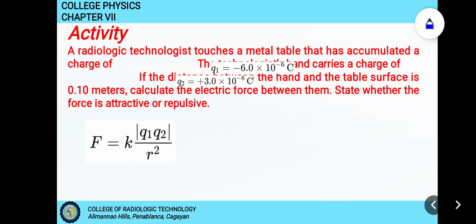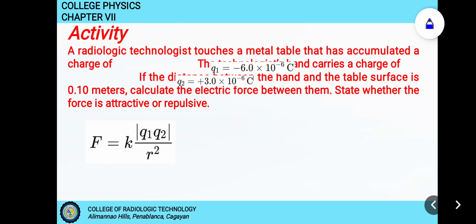Ayan na po. Okay, how about this one? Basahin ko na lang kasi natakpan siya. A radiologic technologist touches a metal table that has accumulated a charge of negative 6 times 10 raised to negative 6 coulomb. The technologist's hand carries a charge of positive 3 times 10 raised to negative 6 coulomb. If the distance between the hand and the table surface is 0.10 meters, calculate now the electric force between them. State whether the force is attractive or repulsive.